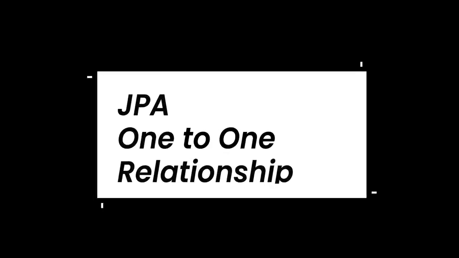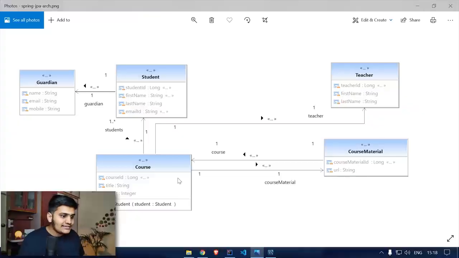Now we will see the different relationships available in JPA. Firstly, we will check the one-to-one relationship in JPA. With this class diagram you can see that we have two classes, a Course class and a CourseMaterial class, and for these two classes there is a one-to-one relationship, because for one course there will be one course material, and a course material will be available only for a particular course over here. So this is a one-to-one relationship.